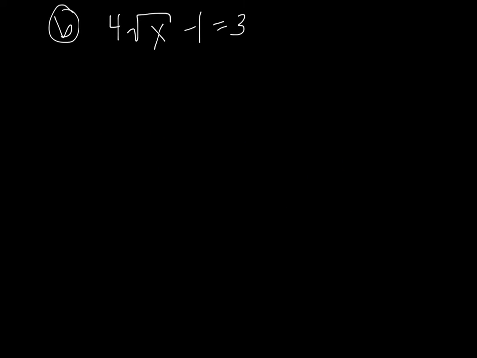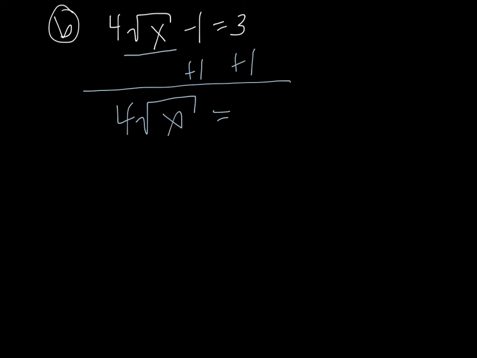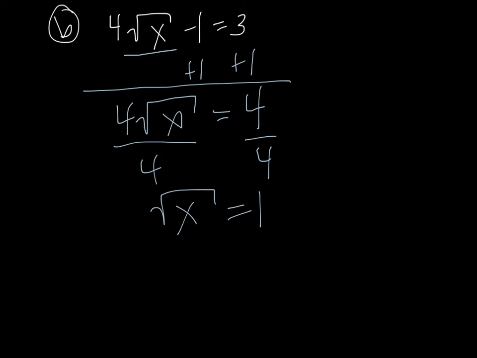For part B, this is a little bit different, so we're going to isolate the radical. So in this case, there's only the x inside the radical, so I need to get rid of the 1 first. We're going backwards from the order of operations, so 4 times the square root of x should equal 4. I'll divide each side by 4. The square root of x will equal 1. And then I want to square each side. So x is equal to 1.